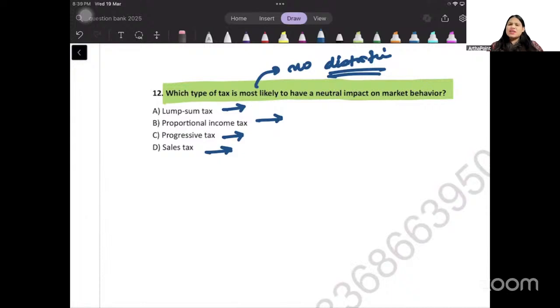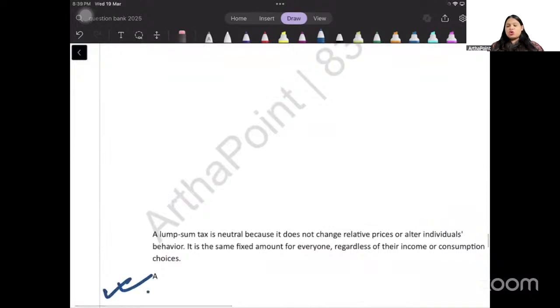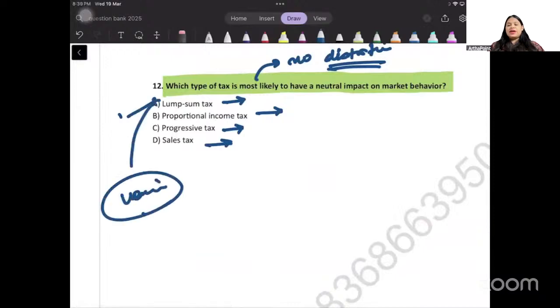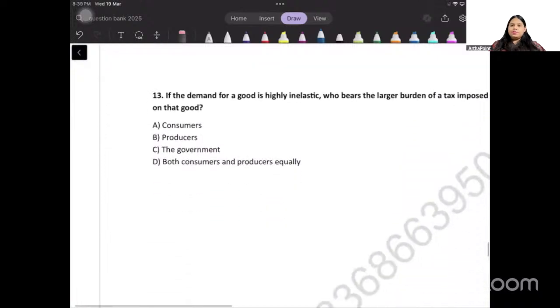Good. So we have discussed this in the previous questions, beta. Neutral impact means least distortion. For least distortion, all of you will always mark lump sum tax because this is according to Varian that he proves that lump sum tax has least distortion. So answer will be A. Very good. Okay, beta. Question number 13.